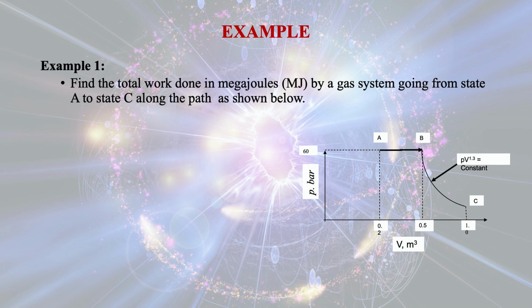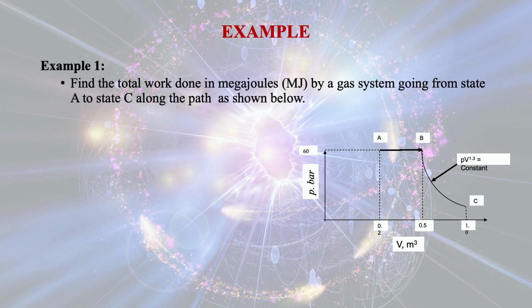The pressure is given as 60 bar. And the initial volume at point A is given, that is 0.2 meter cube, and at the final point B the volume is also given. So initial pressure is given as 60 bar, at point A the initial volume is given as 0.2 meter cube, and at point B the final volume is also given, that is 0.5 meter cube. So we can calculate the work done. The expression for the work done for a constant pressure process is known.